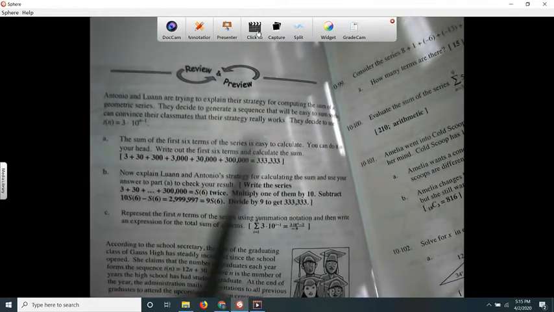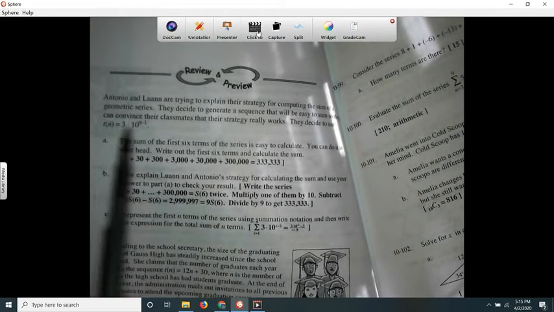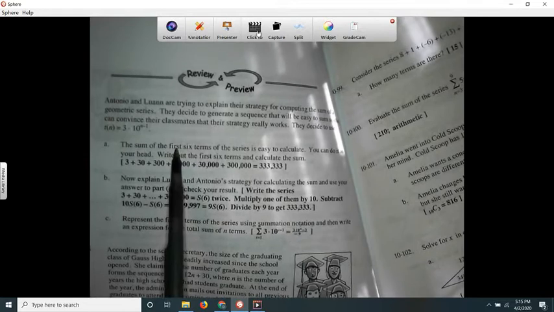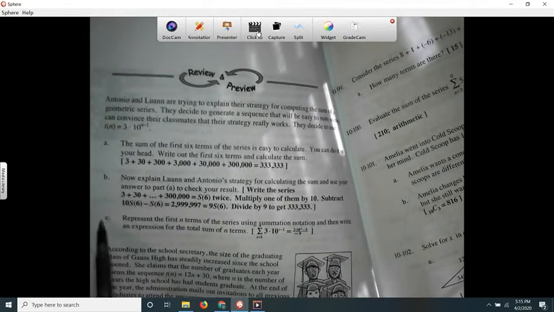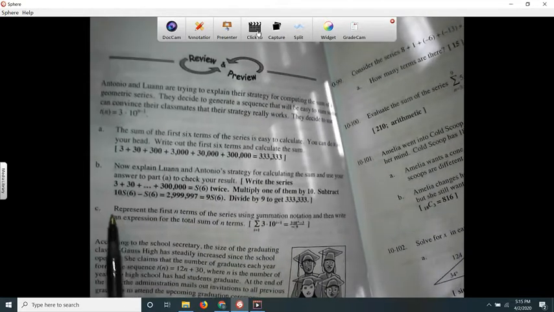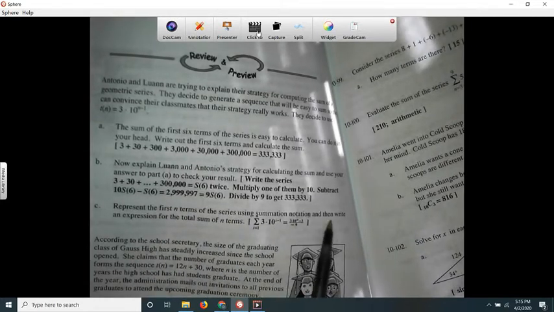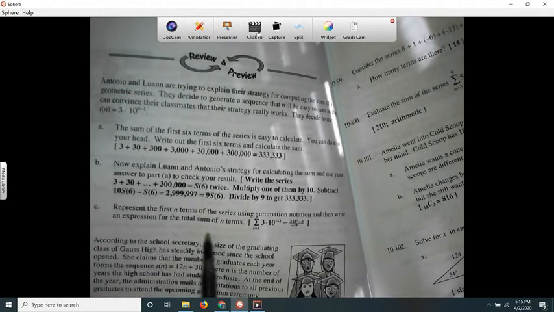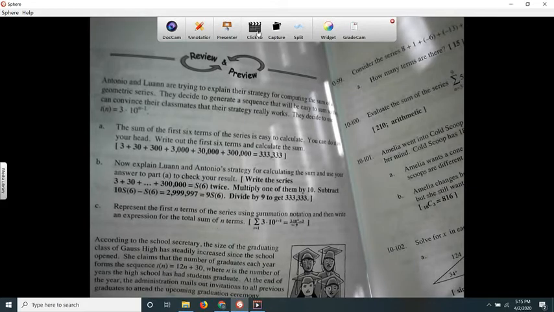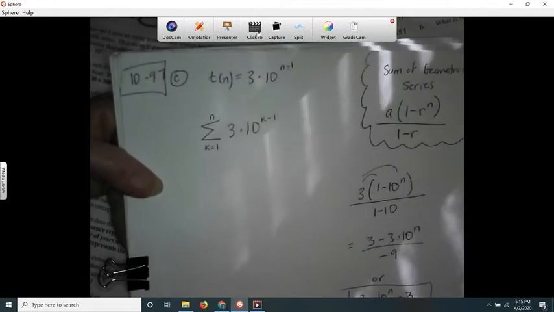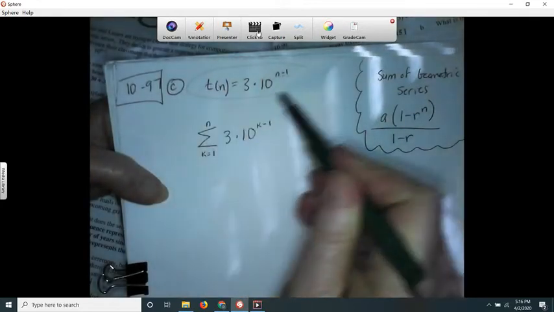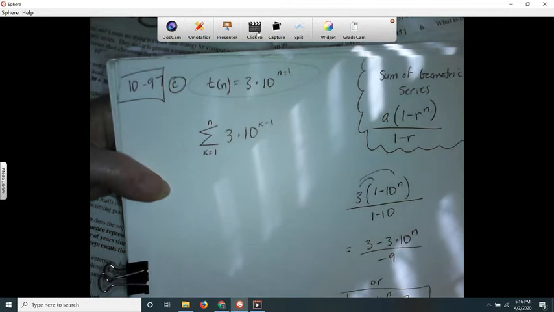Or this series right here. So the question was just about letter C. Letter C says, represent the first n terms of the series using summation notation, and then write an expression for the total sum of n terms. I already wrote it down. So this is the series that they're trying to get summation notation for.